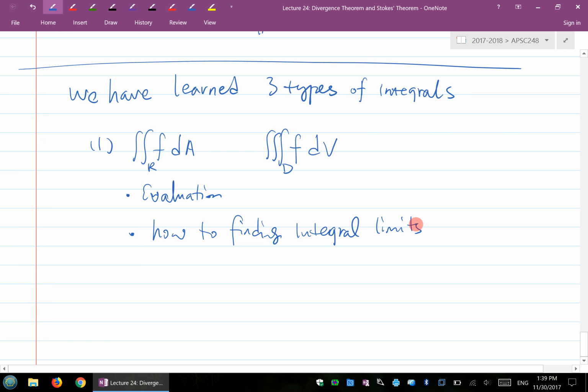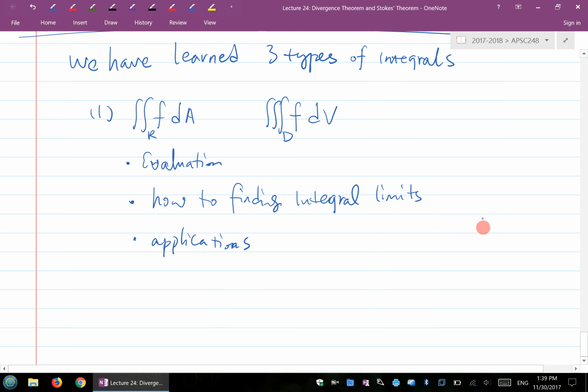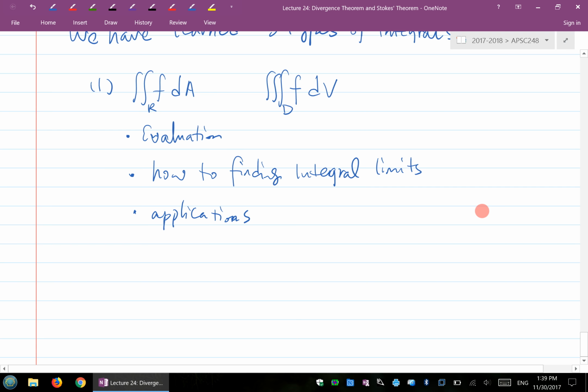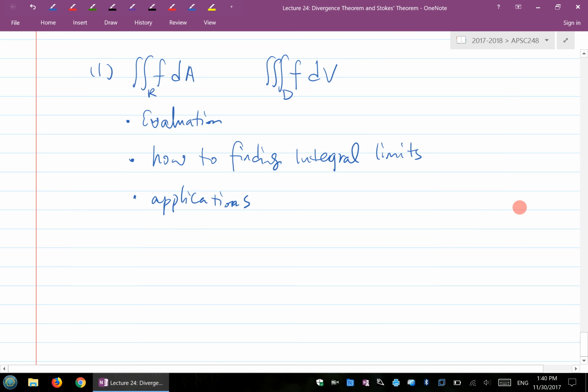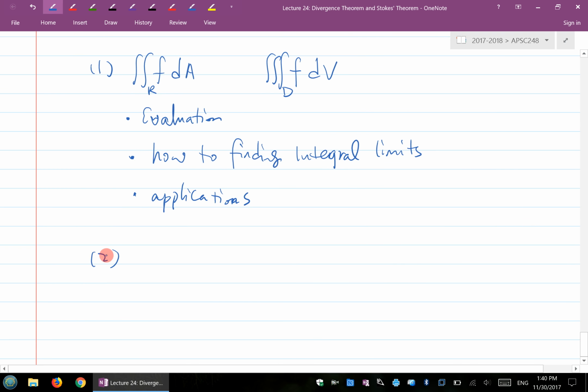So for each coordinate system, how do I find the limits? You go through each step: draw this line, draw that line, first contact, second contact, that kind of thing. And of course, we have learned some applications based on the double and the triple integrals. Typical applications include center of mass, moment of inertia, average function, weighted average. So those are the applications regarding the integrals here.